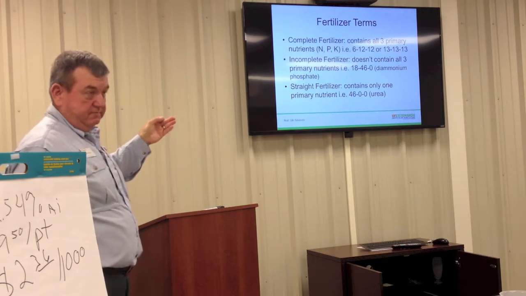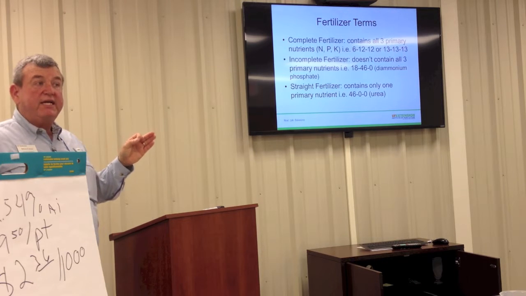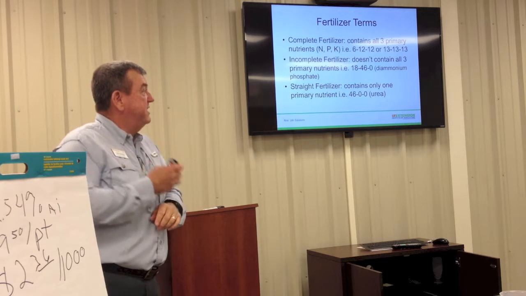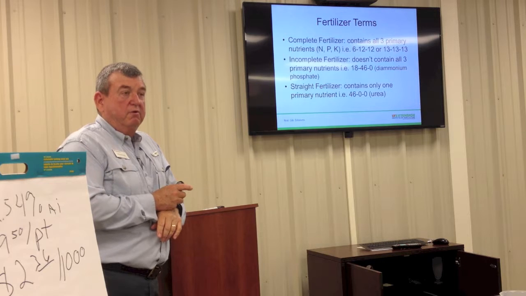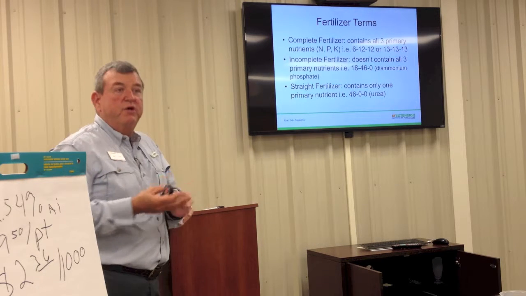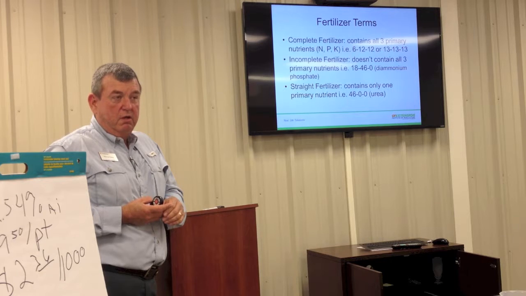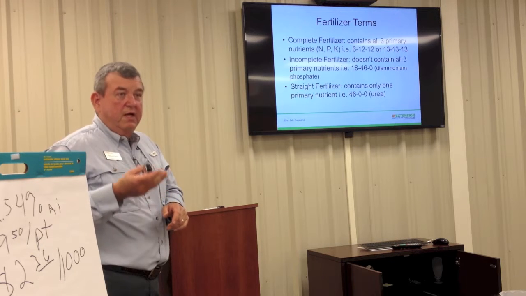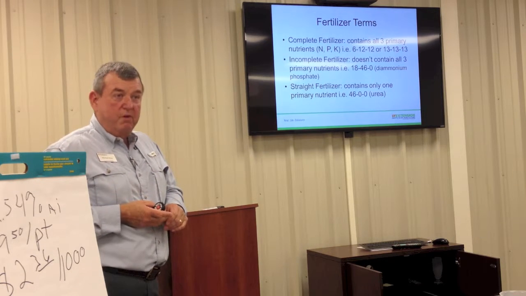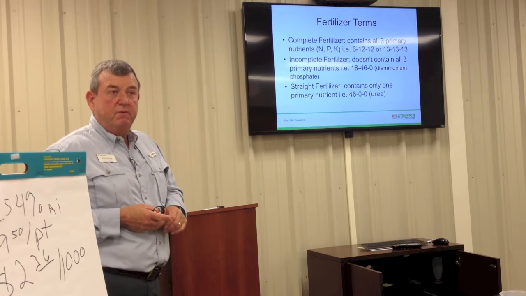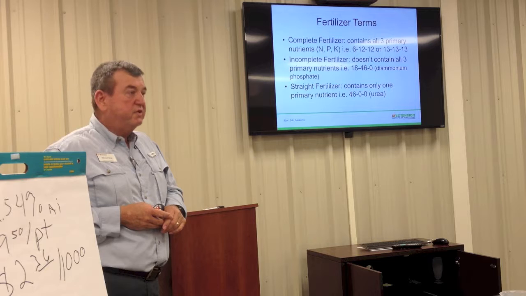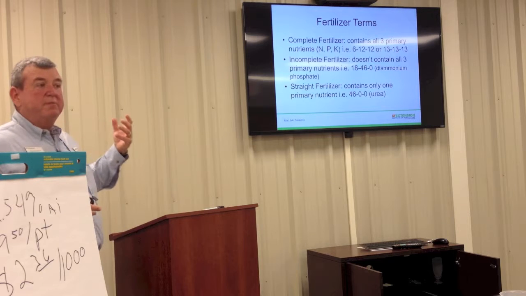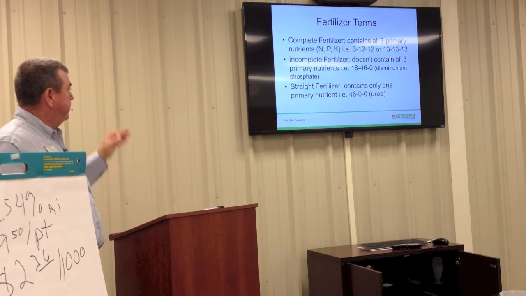A straight fertilizer is an incomplete fertilizer that only contains one nutrient. Generally, most of us think about that one nutrient being nitrogen, because it's not uncommon to see a 46-0-0, that's what urea is. Now, before the terrorist activity increased in the world, the common nitrogen fertilizer was ammonium nitrate, 34-0-0, a very good economical source, also a very good oxidizer and a component of some homemade explosives. So today, you're probably not going to be able to go out and buy a bag of 34-0-0. But those are straight fertilizers.